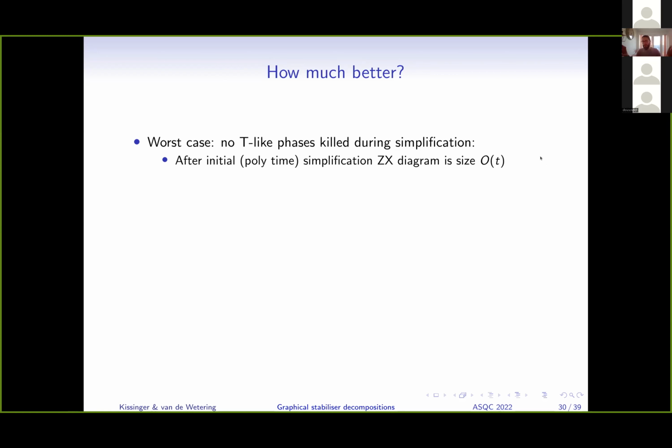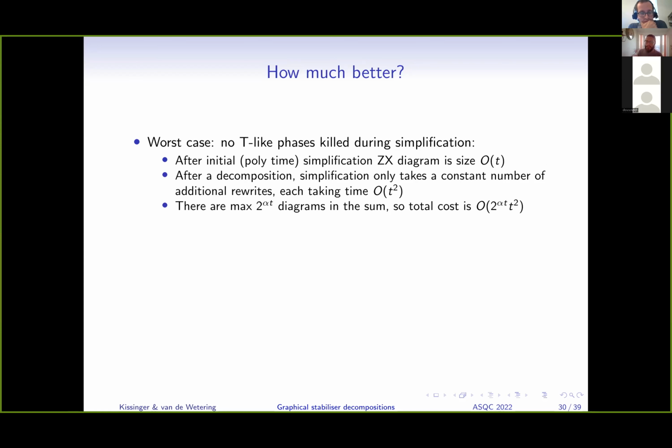Okay, so we kill off all the non-Clifford stuff, and we're just left with the skeleton, which has basically as many nodes as we had T-gates. After doing a decomposition, further simplification only takes a constant number of more rewrite rules, and each of these takes order t squared. Since there are a maximum of 2 to the alpha t diagrams in the sum, the total cost is 2 to the alpha t times t squared. So you'll notice that there's a quadratic dependence on t here.